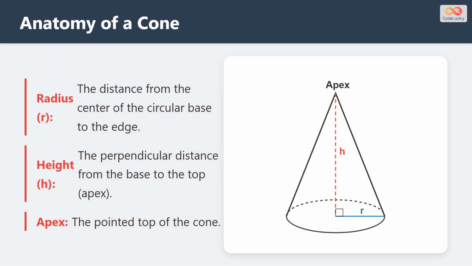First, let us identify the key parts of a cone. The base is a perfect circle, and the distance from the center of this circle to the edge is called the radius, represented by the letter r. The height, represented by h, is the straight line distance from the center of the base all the way up to the pointed tip, which is called the apex.